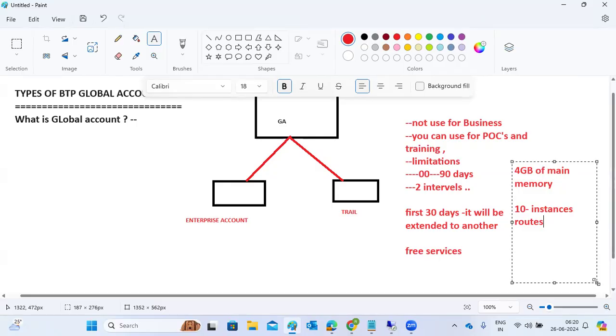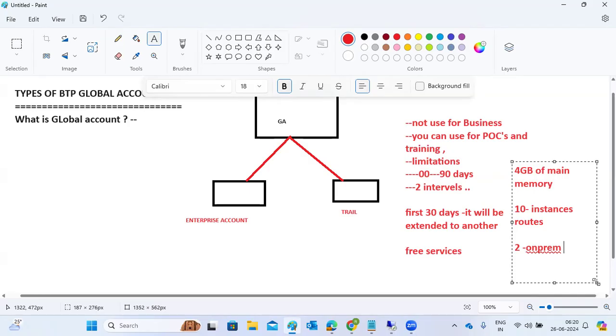And also two backend on-prem systems. Two configured on-prem systems we can connect with the cloud connector here. The default is two, but more we can configure here, right? So two on-prem SAP systems we can configure here.